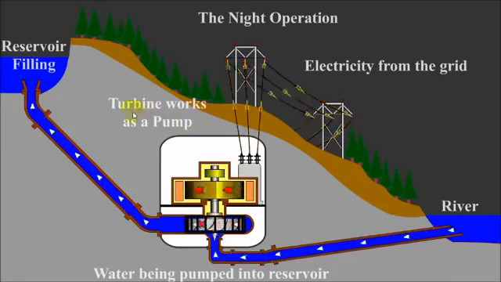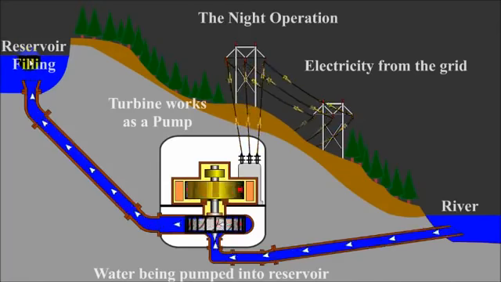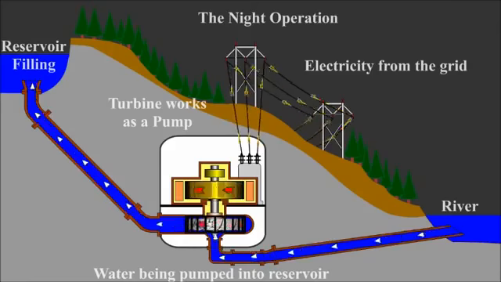The electricity is pulled from the grid to power the Francis turbine, which is working as a pump. Notice that the water level in the reservoir is rising. Note also that the Francis turbine is located below the river surface level. This makes the pumping operation possible. The water is pumped uphill to generate electricity from it later.